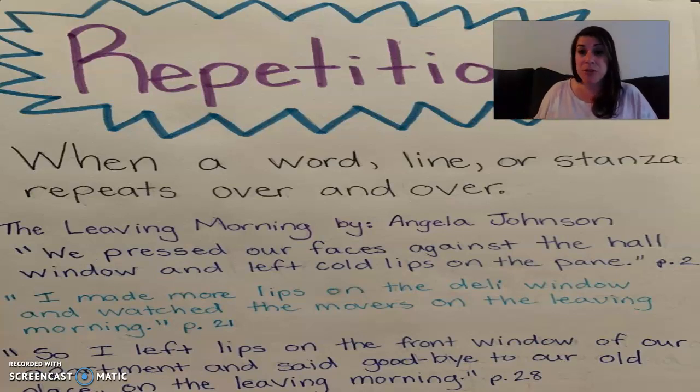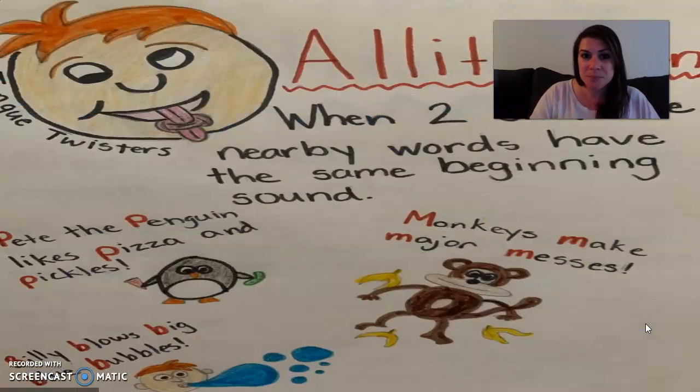Now, the third thing I want to show you is something that you've probably seen over and over again. It shows up a lot in younger books because it's fun, it's silly, and you probably don't even realize that it's this thing, and that is called alliteration.